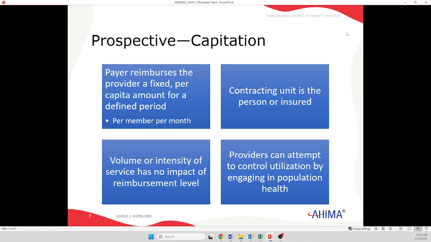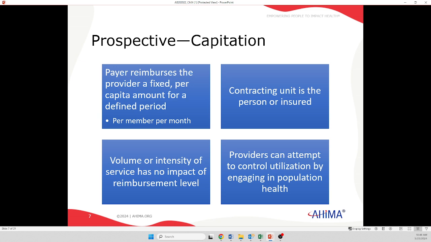All right, so the first one that we're going to look at under prospective is capitation. And this is where the payer reimburses the provider a fixed per capita amount for a defined period. So per capita is per patient or per person. And you'll see there, here's a little bullet. It's important you know this: per member per month. A lot of times they abbreviate that as PMPM. And what that means is they're going to get paid every month per individual that is enrolled.